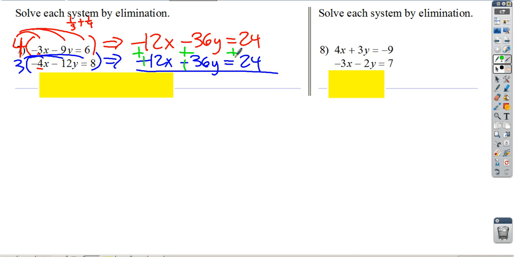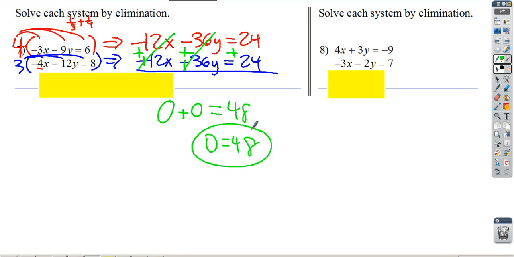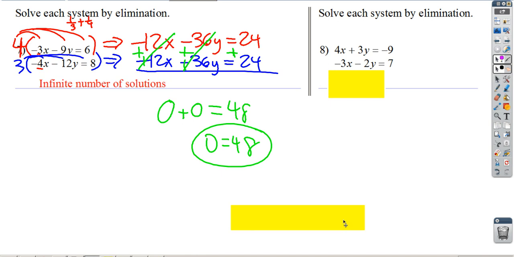All right, you may notice something here. Negative 12x plus 12x, that eliminates, so that's 0. Negative 36 plus 36, that's also 0. And then 24 plus 24 is 48. So we get 0 equals 48. And the question is, when is that true? And the answer is, that's never true. It's never true that 0 equals 48. So how many solutions does this system have? It doesn't have any. Okay, nope, that's a mistake then.